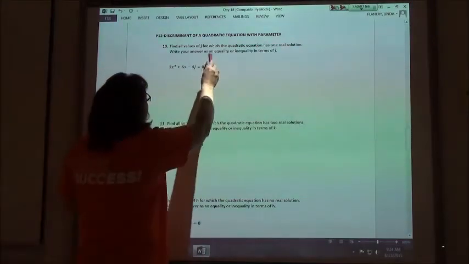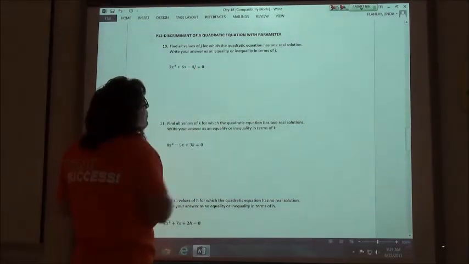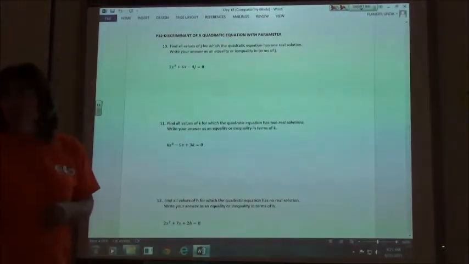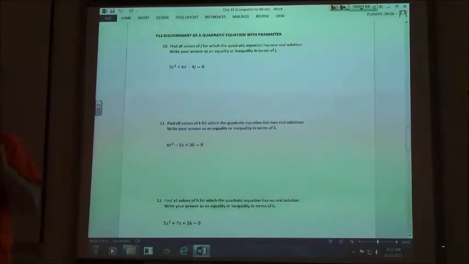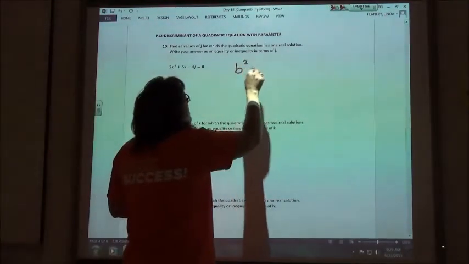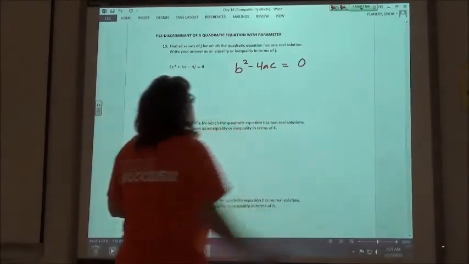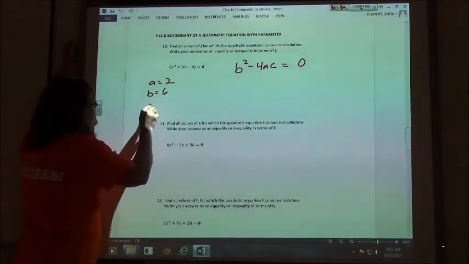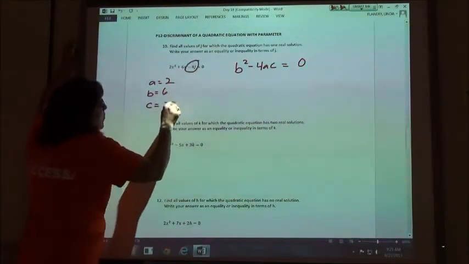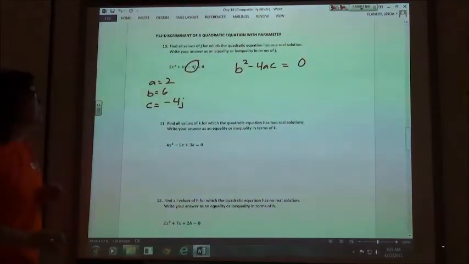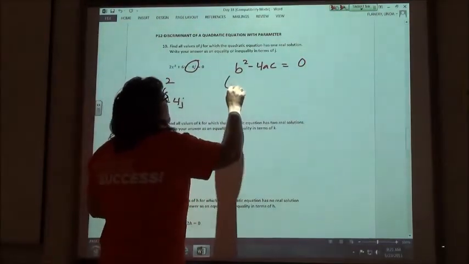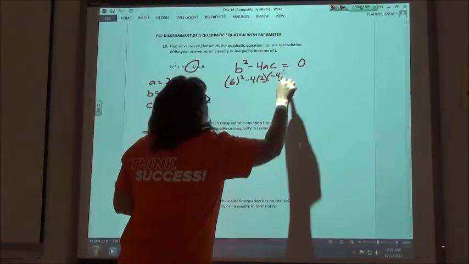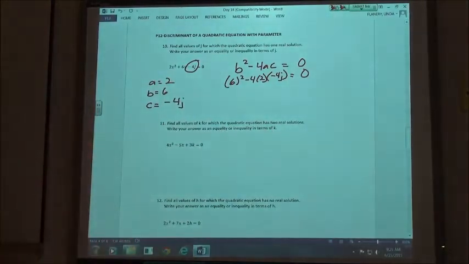So in this case, I'm finding all the values of j, which happens to be right here. It's part of my c value, for which we have one real solution. If we have one real solution, our discriminant has to be exactly equal to 0. So b squared minus 4ac equals 0. My a value is 2, my b value is 6, and my c value is that whole weird thing there, minus 4j. So I'm going to have 6 squared minus 4 times 2 times negative 4j equals 0. And then I'm going to solve that equation.